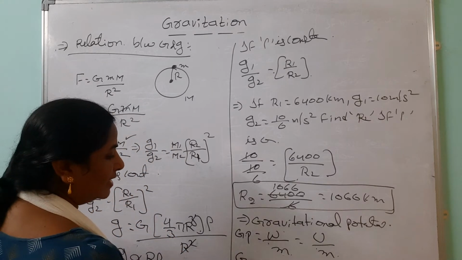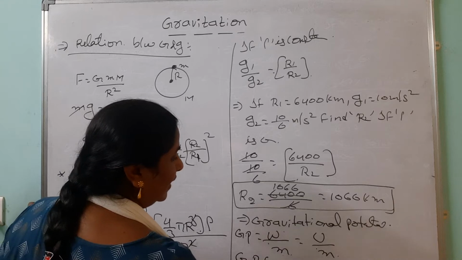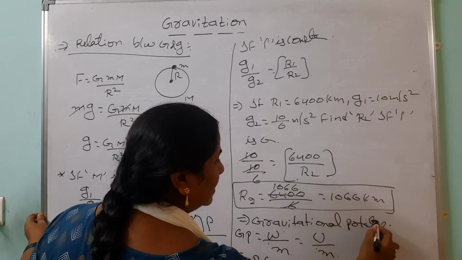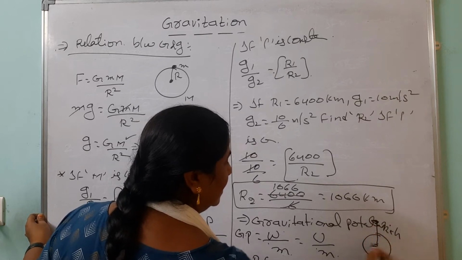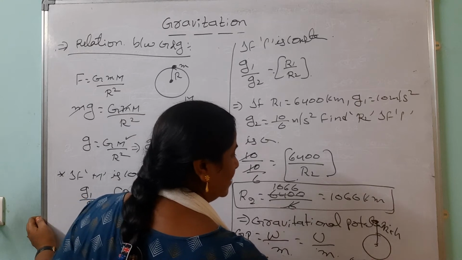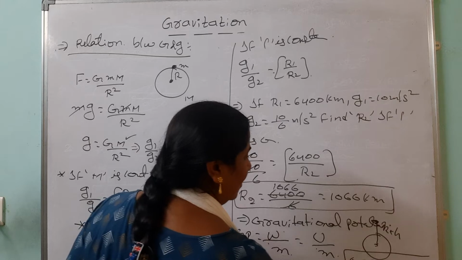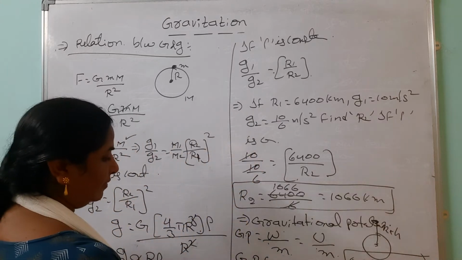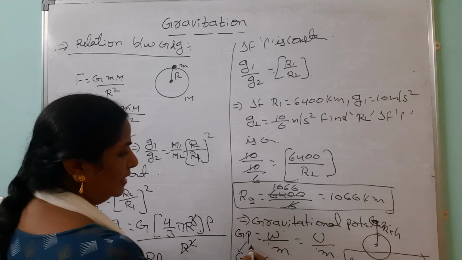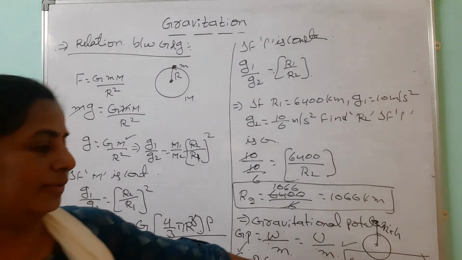What is the gravitational potential energy? Minus GMm by R we are taking. Suppose this is the earth and the mass is here, R plus H is the distance. In this case, gravitational potential energy is minus GMm by R plus H. Don't forget about this gravitational potential energy. If that H is very less than R, you can go through this formula, and we should consider the height also.